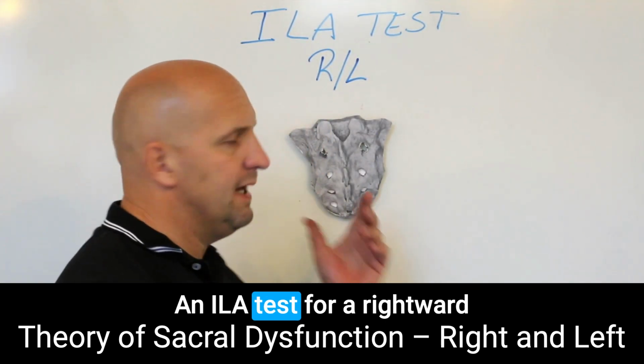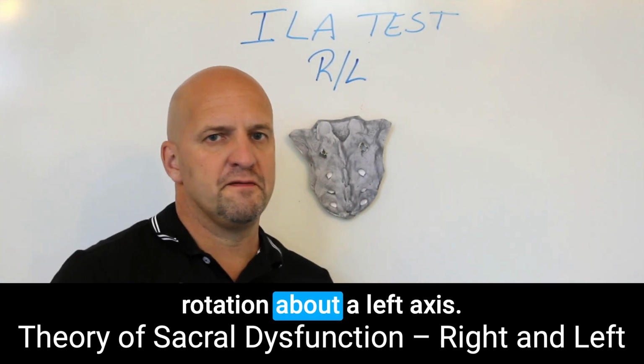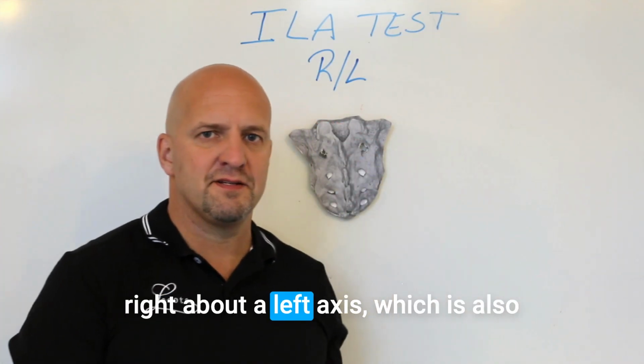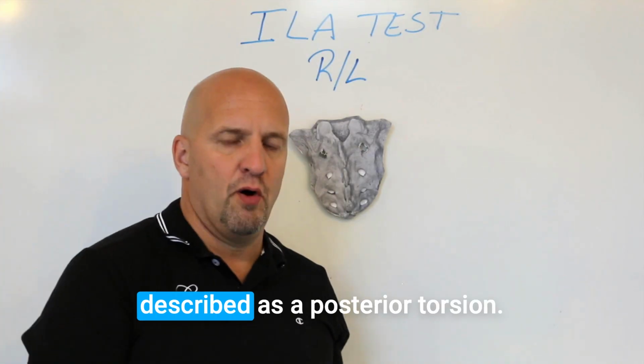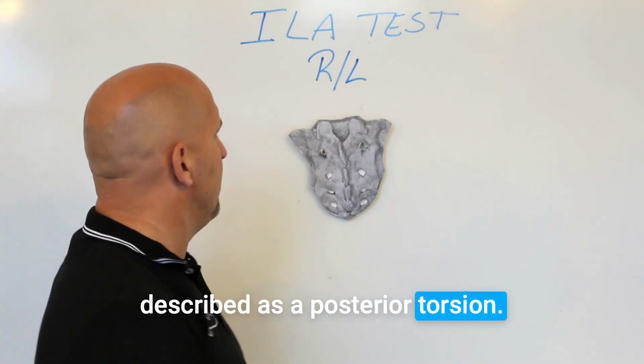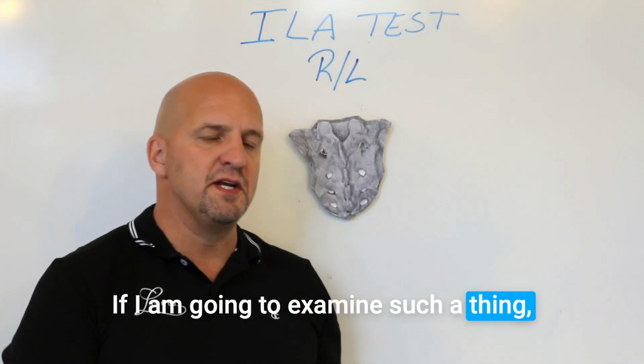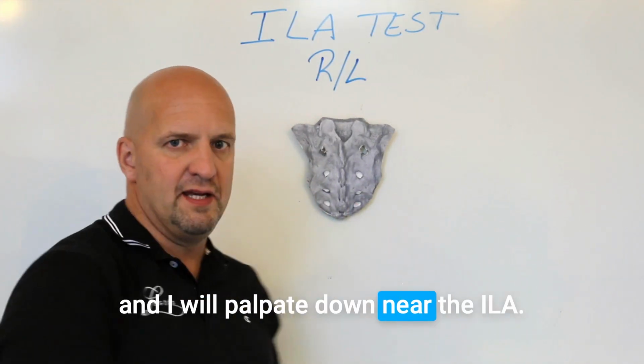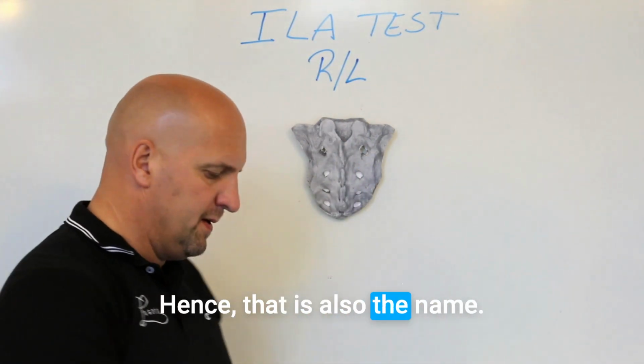An ILA test for a rightward rotation about a left axis. That is, the patient is rotated to the right about a left axis, which is also described as a posterior torsion. If I'm going to examine such a thing, the patient sits on the examination table and I will palpate down near the ILA. Hence, that's also the name.